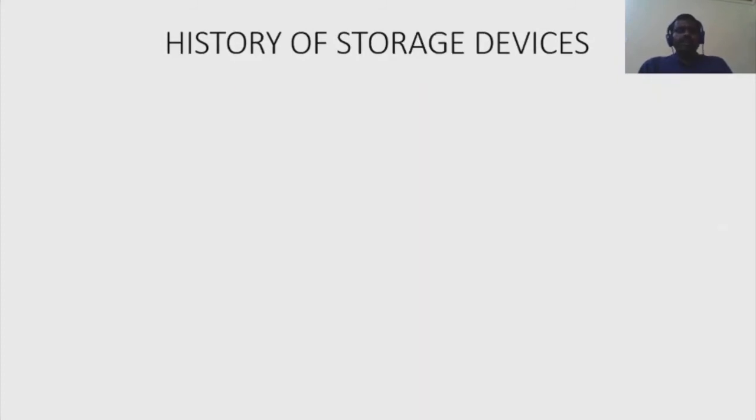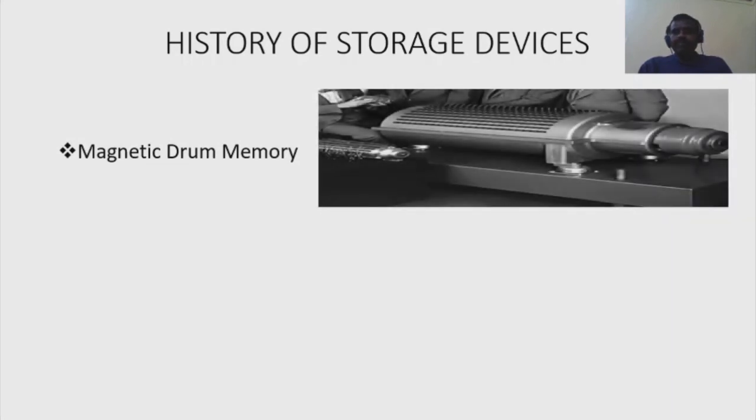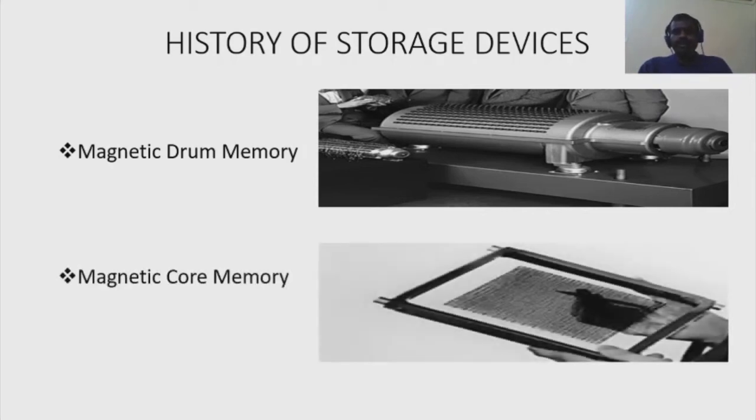Okay. Then the history of storage devices. The magnetic drum memory. This is a picture of the olden days magnetic drum, and how we stored data in the magnetic drum memory. This was followed by the magnetic core memory. This is how the data was stored, with magnetic cores planted on a sheet. So this is the magnetic core memory.